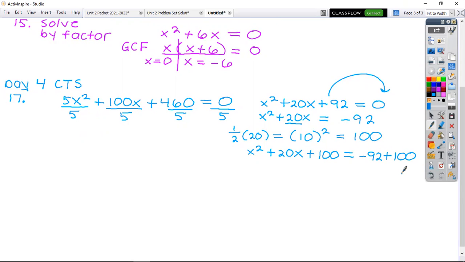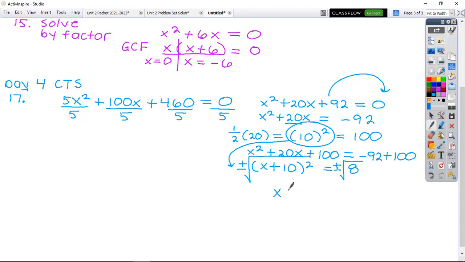Where does the factoring come from? The middle. Use that number, or you can think. So x plus 10 squared is equal to 8. Plus and minus square root. Almost done.